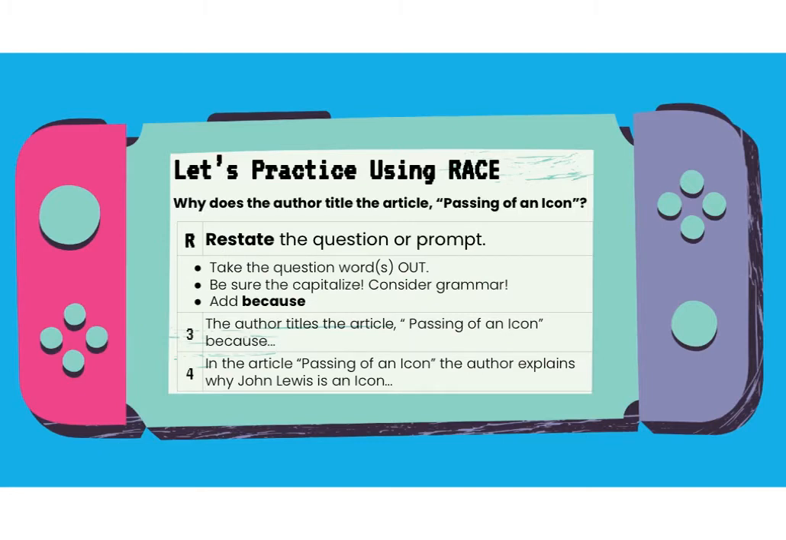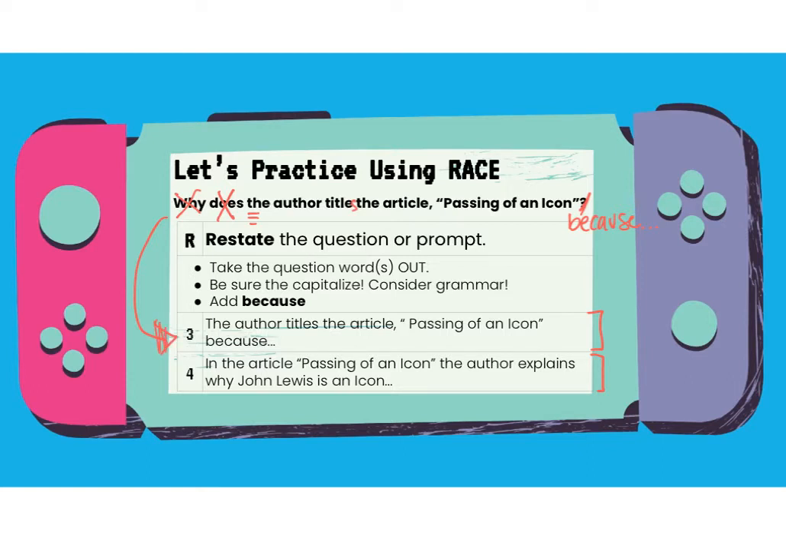Okay, so when we restate, we're looking at what it means to be getting a 3 or a 4, because that's passing. So we're going to restate it. So we take the question words out, like why, right? We're sure to capitalize, and then we add the word because, okay? Does is another one. So there we have it, right? If we capitalize it, the author titles, we have to add an S, the article Passing of an Icon because, right? And when we follow those steps, we get a 3 automatically.